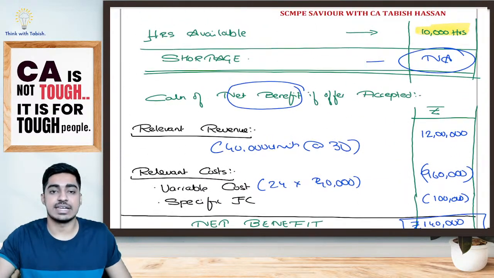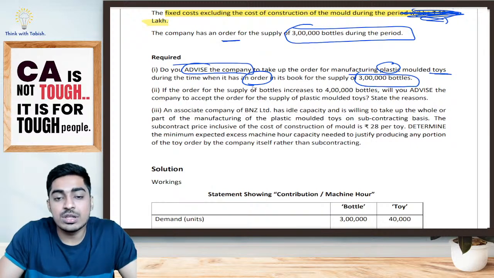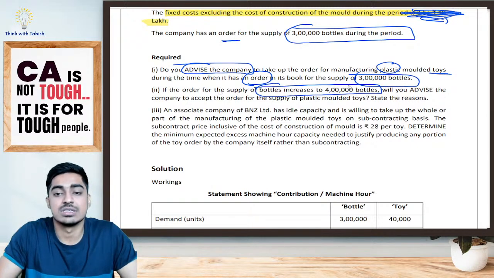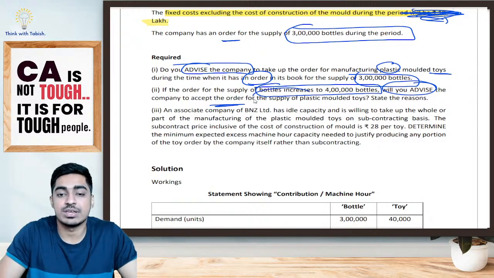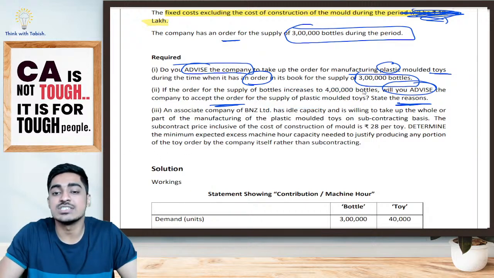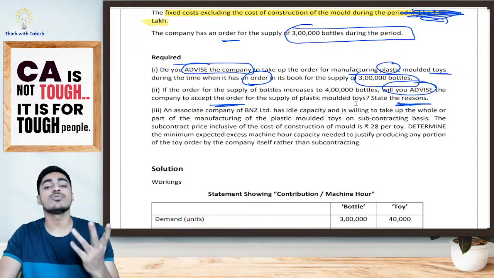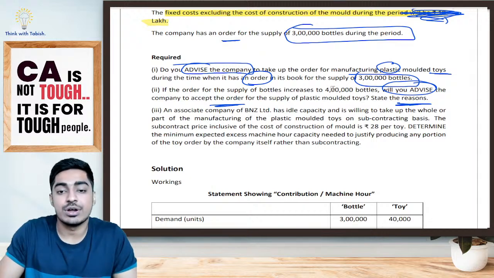Okay. Now, second case. What is the second case? If the order for supply of bottle increases to 4 lakh bottles, will you advise the company to accept the order for supply of toys? State the reason. Now company is telling, assume the order for bottle is not 3 lakh. We have 4 lakh bottles order. Now what will you do? Will you accept? Will you not?